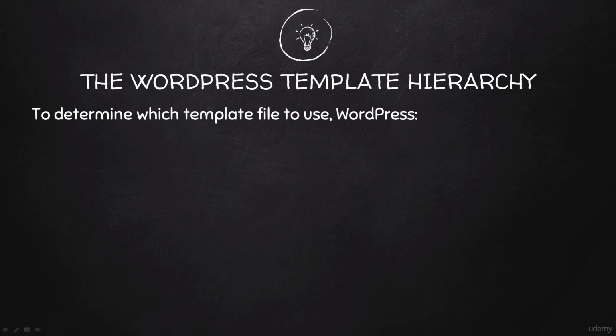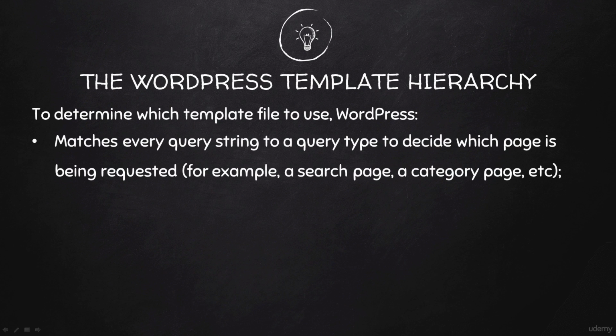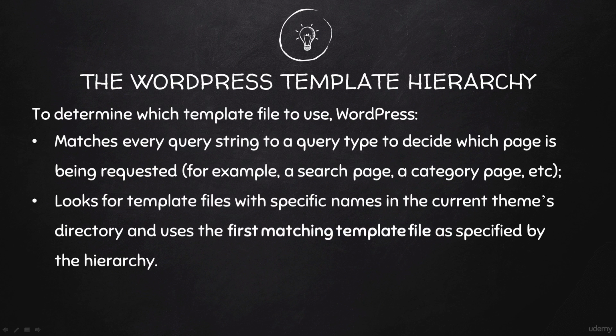But let's move on. To determine which template file to use, WordPress will first of all match every query string that it finds in the link URL to the query type to decide which page is being requested. And as we saw in the previous example, it could be a search page or a category page. WordPress will then look for the template files with very specific names in the themes directory that match the template file as specified by the hierarchy, which we will take a look at in just a moment.